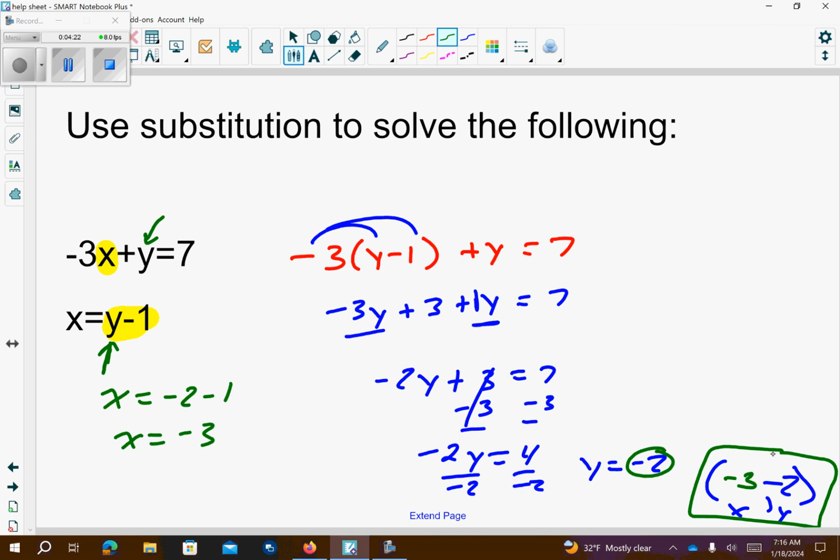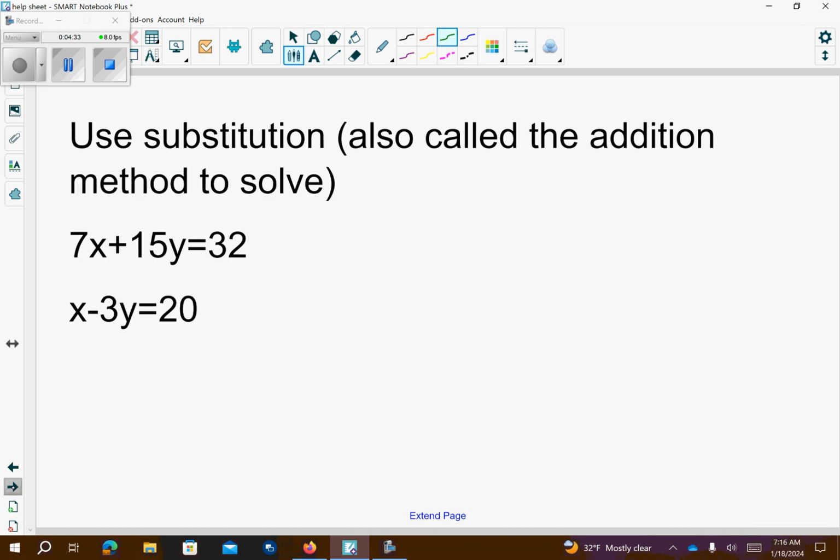Again, please make sure you write down anything you need to write down. You can do this in color, so your eyes can catch the different things in this problem. The last problem is our substitution method.